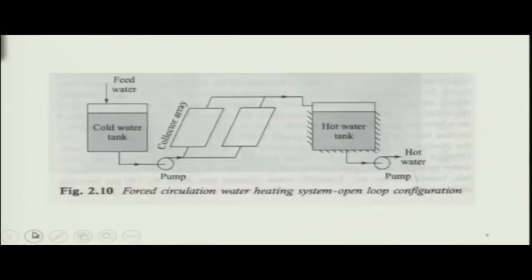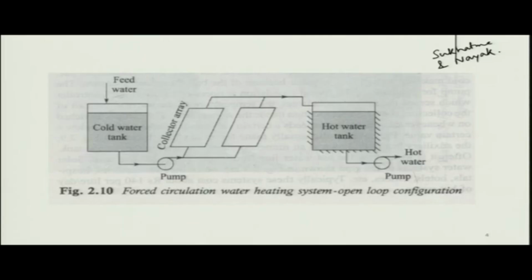Now, we can look at a few schematics where more and more complications can be introduced. Here you can see, again this is taken from Sukhatme and Nayak. So, please refer to that book, collect that book and look at these figures and their explanation. It will be very helpful for you to understand the underlying principle.